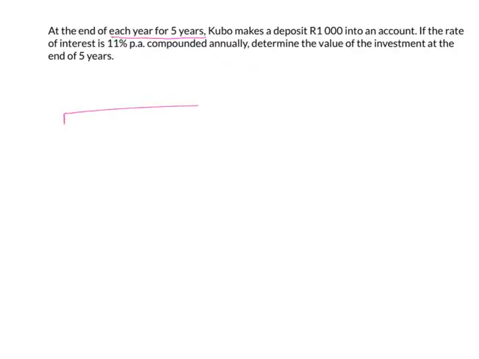Therefore, let me draw a timeline here. This is T0 and this is T5, where my last investment is. I make an investment at the end of year 1, at the end of year 2, at the end of year 3, at the end of year 4. We are doing end of period annuity, so because it's compounded annually, I am making my investment at the end of each period.